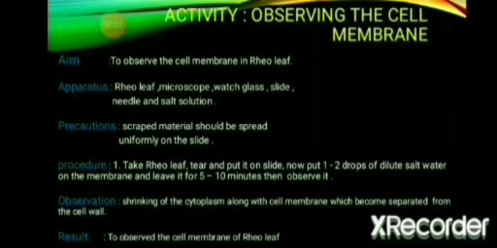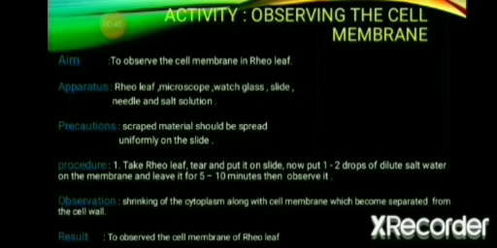Activity. How to observe cell membrane? Please write down this activity in your lab record. We conduct the activity to observe the cell membrane. The aim is to observe the cell membrane in Rhoeo leaf. What are the requirements for this activity? Apparatus: Rhoeo leaf, microscope, watch glass, slide, needle and salt solution. These are the apparatus required in this activity.